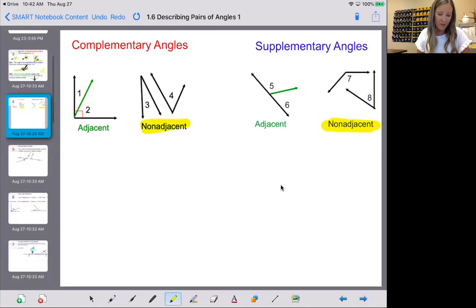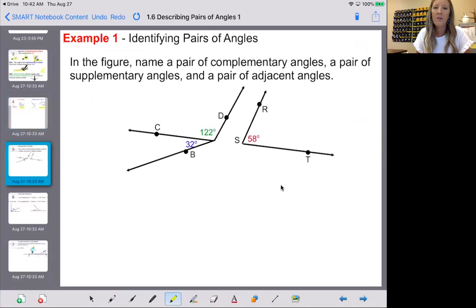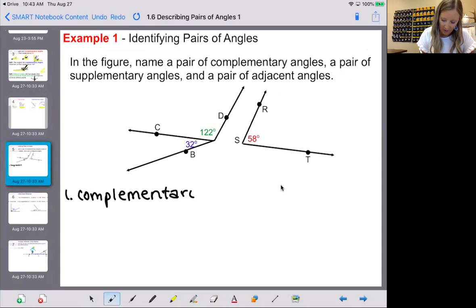All right, so let's look at an example using all of our new vocab terms. It says in the figure, we want to name a pair of complementary angles. We also want to name a pair of supplementary angles. And then lastly, we want to name a pair of adjacent angles. So let's work on complementary first. Complementary meaning that they add to 90 degrees.